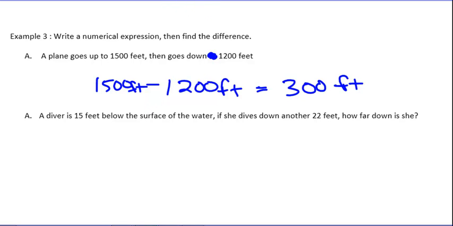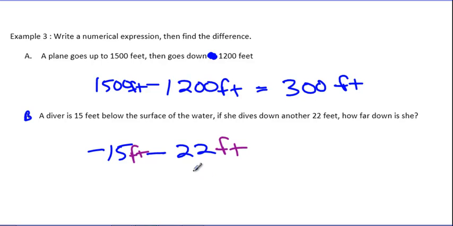Moving on to example B. We have a diver who is 15 feet below the surface of the water. If she dives down another 22 feet, how far down is she? So she's already 15 feet below, and she's going to go down another 22 feet. Again, I'm going to throw my units in here. These numbers do have meanings, so it's important to state that meaning.